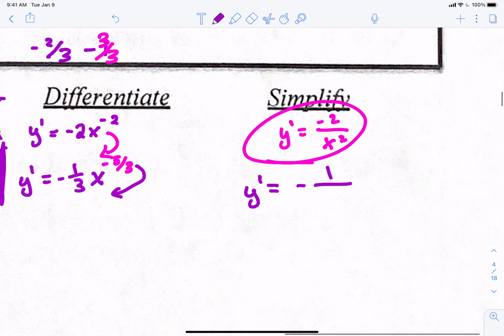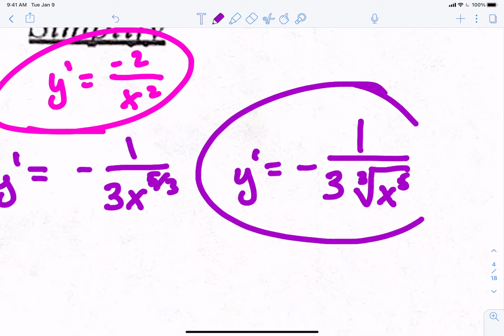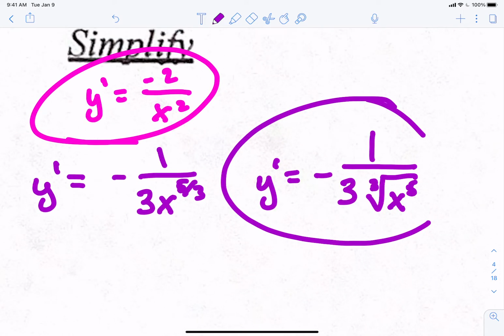Okay, negative 1 over 3 x to the 5/3, because now he's positive. I moved him back down to the bottom. Now if I rewrite him again, negative 1 over, what's the 5/3 power look like? The cube root of x to the 5th. That's what he is. If you can do that in your head, great. If not, do 2 steps like we did.